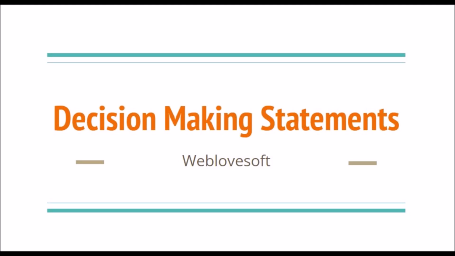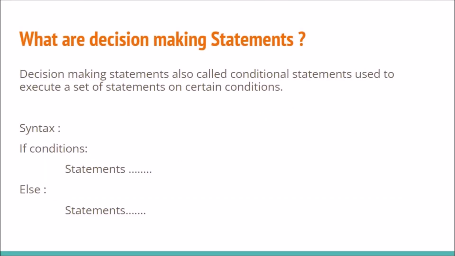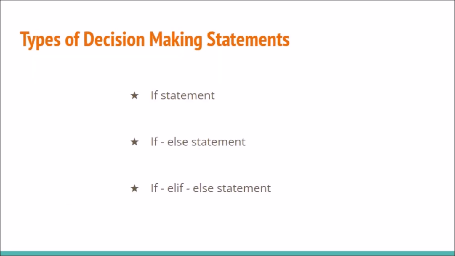Today we are going to learn about decision making statements. Let's start our class. What are decision making statements? Decision making statements in Python are used to control the flow of execution based on certain conditions. The primary decision making statements in Python are if statement, if else statement, and if elif else statement.